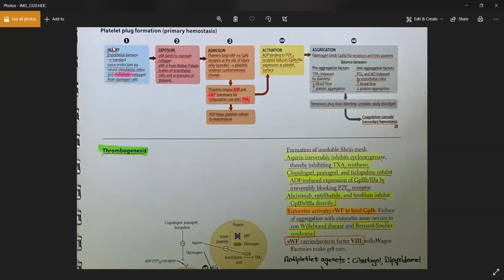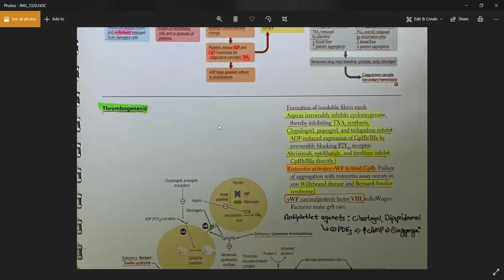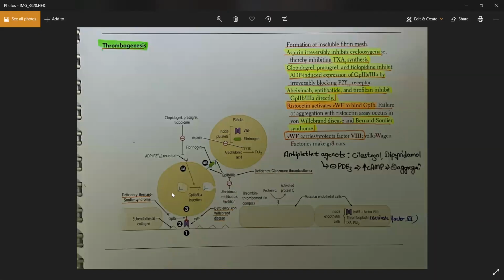So the first thing will be the injury. After the injury, the endothelium is exposed. The vasoconstriction has happened. The von Willebrand factor will be attached to the endothelium, right? The von Willebrand factor will also attach to the platelets with the help of glycoprotein 1b receptors, right? After the binding, the ADP will be released from the platelets. Remember, the platelet had calcium, ADP, serotonin, and histamine, right? So the ADP will be released from the platelets.